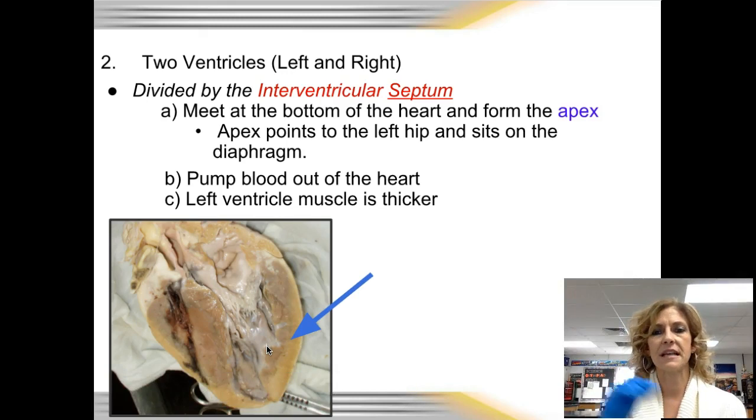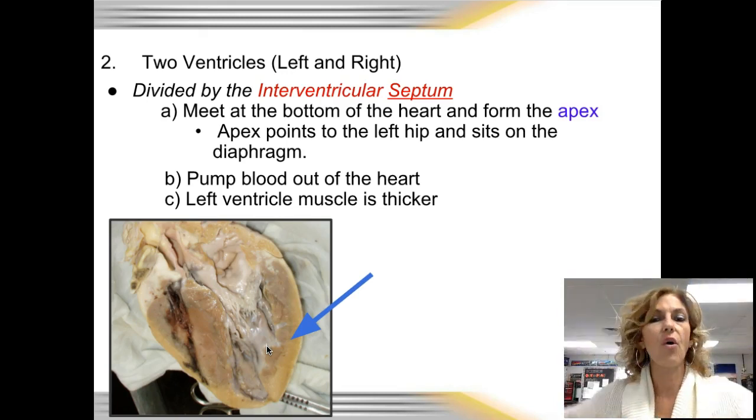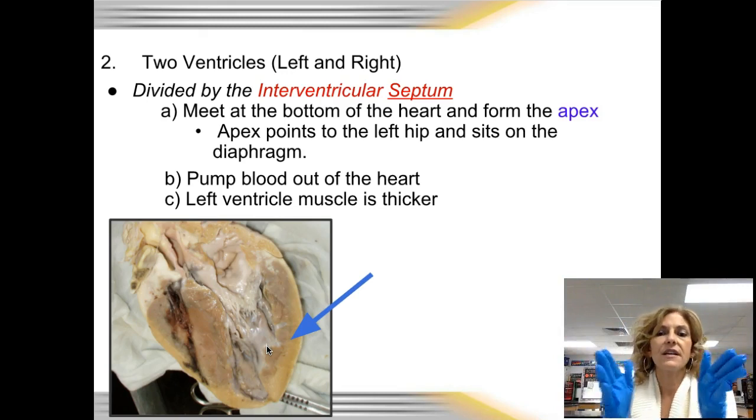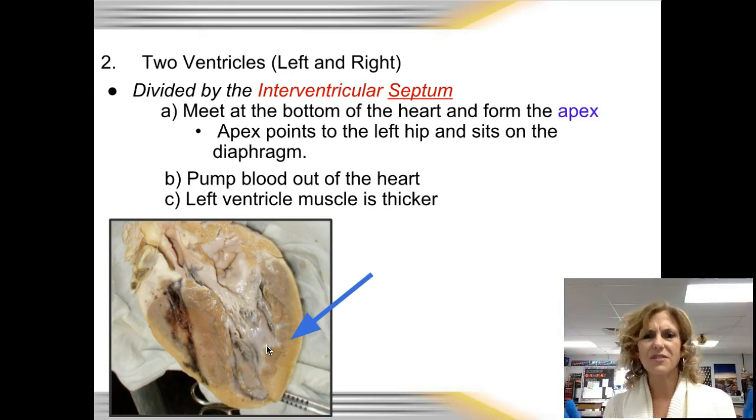The right is only sending blood to the lungs. It doesn't have very far to go. It doesn't have to be a terribly powerful pump. The left has to send blood to your whole body. So it's going out arteries, into arterioles, into capillaries. So it also has this huge pathway it has to go through.